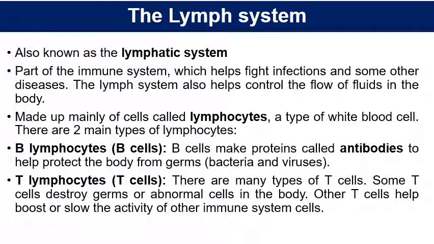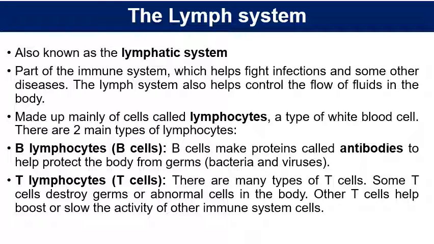So before entering into the in-depth details of the disease condition, let us see the anatomical part of this organ called lymph system. It is otherwise called the lymphatic system, and it is a part of our immune system which helps fight infections and some other diseases as well. And the lymph system also helps control the flow of fluids in the body.